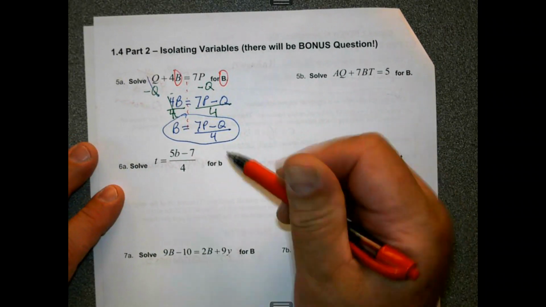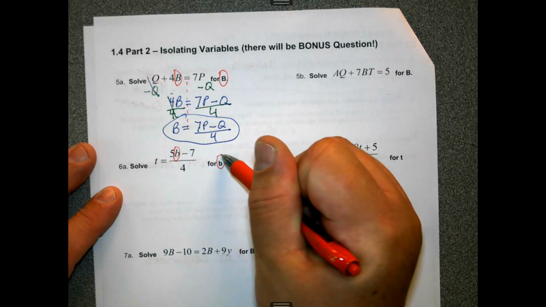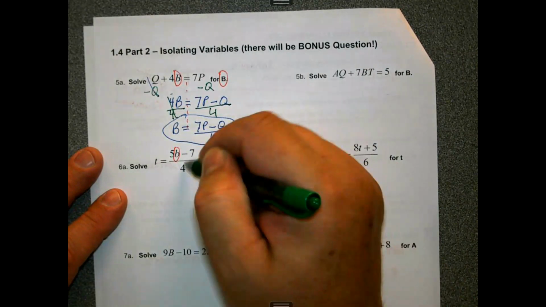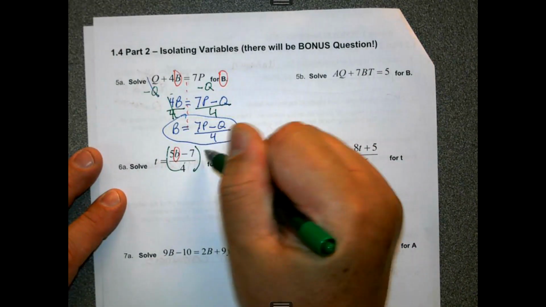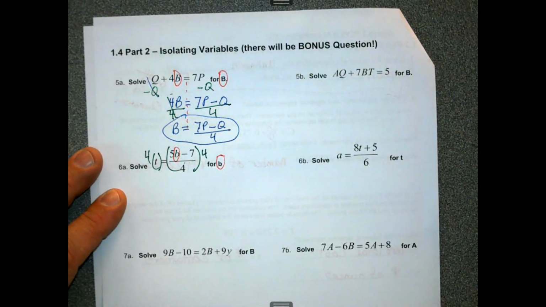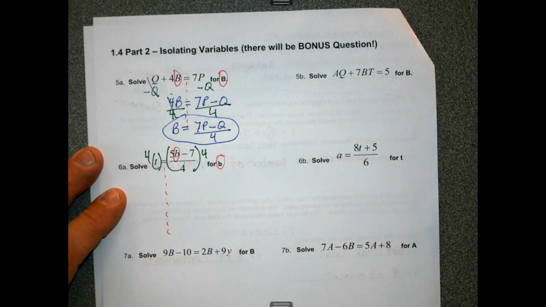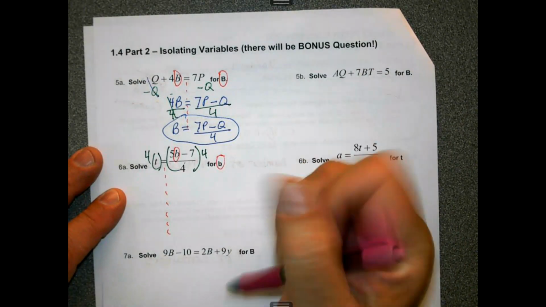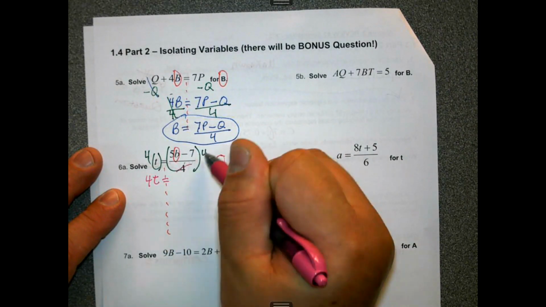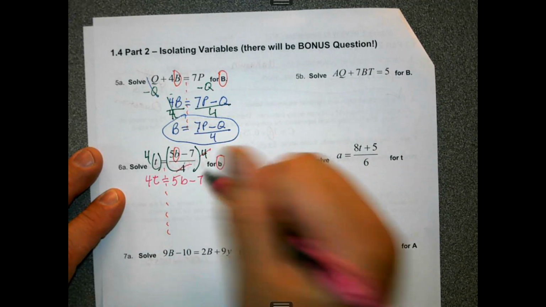Number 6, little b. Here, I need to get rid of the denominator 4. So I'm going to multiply both sides by 4. So I get 4t equals, these cancel, 5b minus 7.